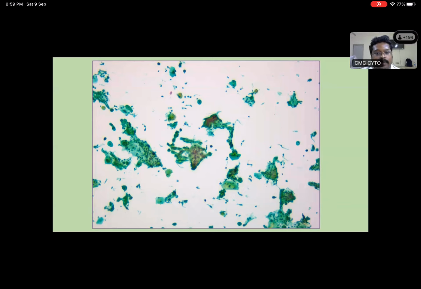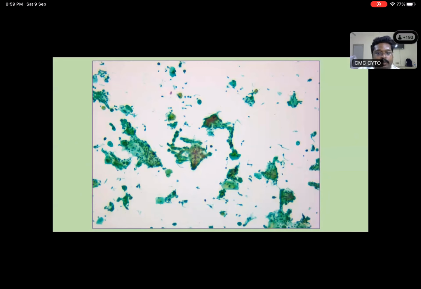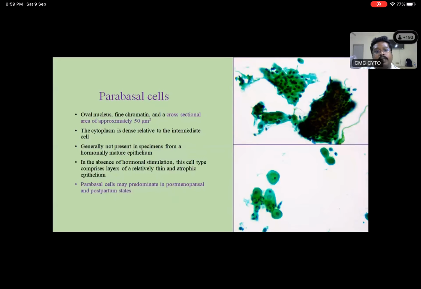So that much we can make out in this image, and a lot of inflammation in the background, and the cells are much smaller than the previous images. So these are primarily the parabasal cells, which we see here. They are more rounded, smaller than the superficial or intermediate cells, and they have a larger nucleus. And the cytoplasm is dense when compared to the intermediate cell.